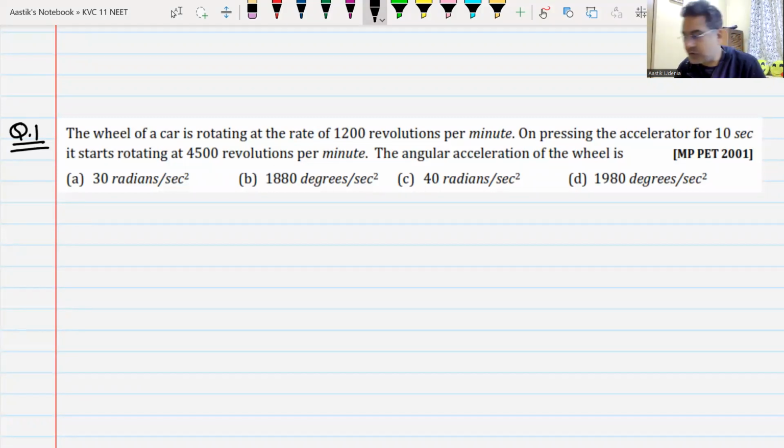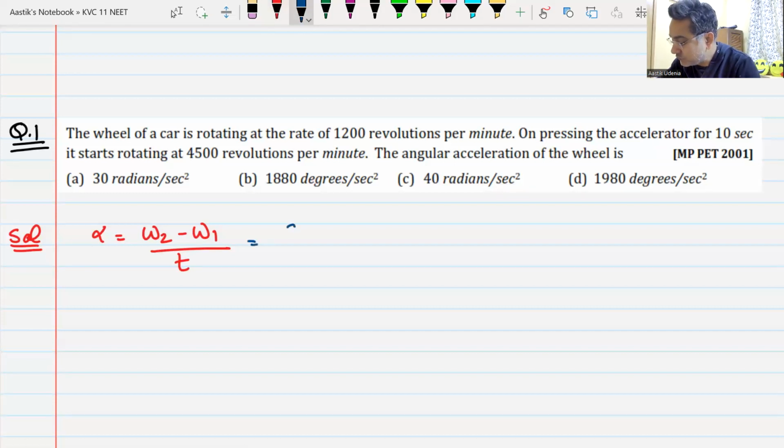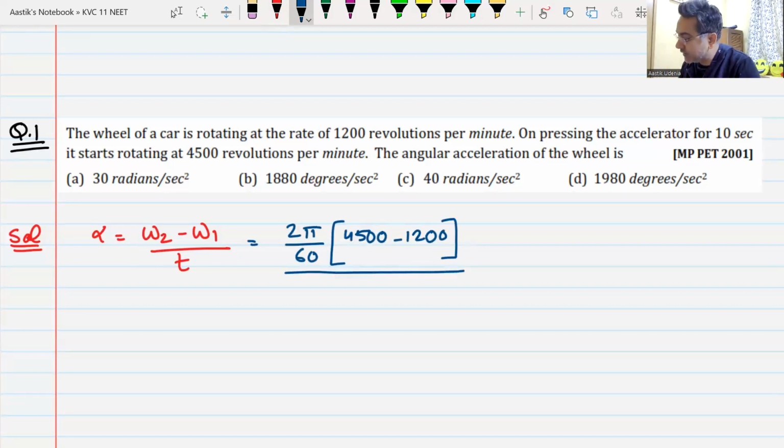First of all, you have to find out the angular acceleration. How do you find it? Alpha will be equal to final angular velocity minus initial angular velocity divided by time. Now remember, these angular velocities are not given in radians per second, they are given in RPM. So I will convert it in the same formula: 2 pi by 60, that is the conversion factor, multiplied by omega 2 which is 4500, minus omega 1 which is 1200, divided by the time, which is 10 seconds.